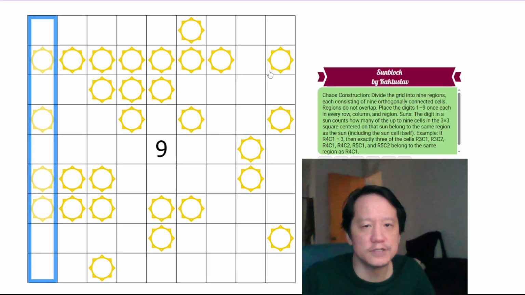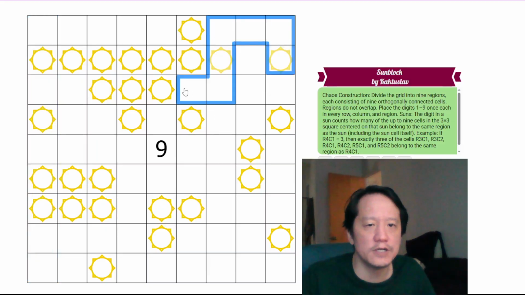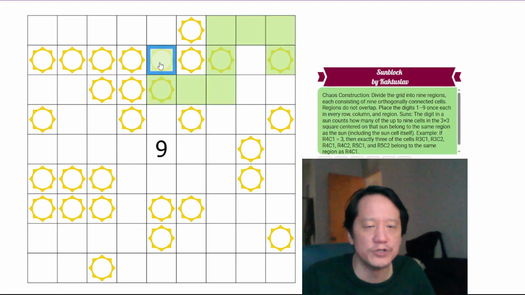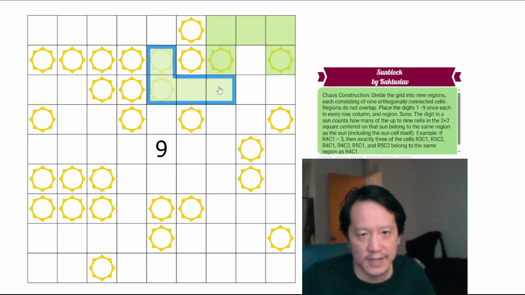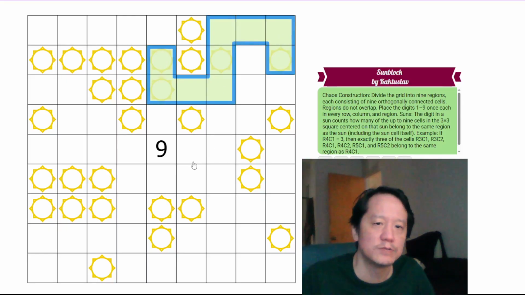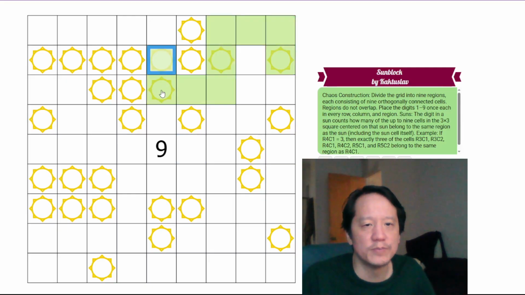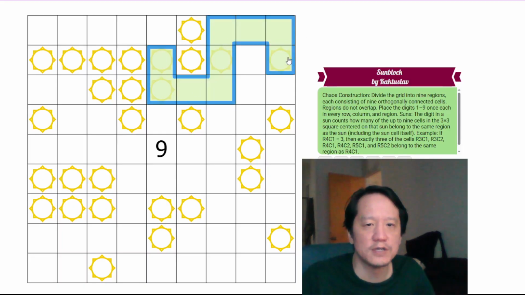So what is an orthogonally connected region? It would be basically a region where you can go from any cell in that region to any other cell in that region just by going through edges while staying within the region. So this is an example of a valid orthogonally connected region, because you can go from this cell to all of these cells by just going through edges while staying within the region.